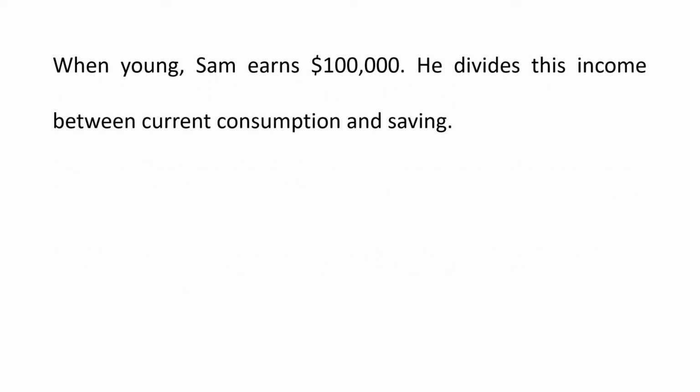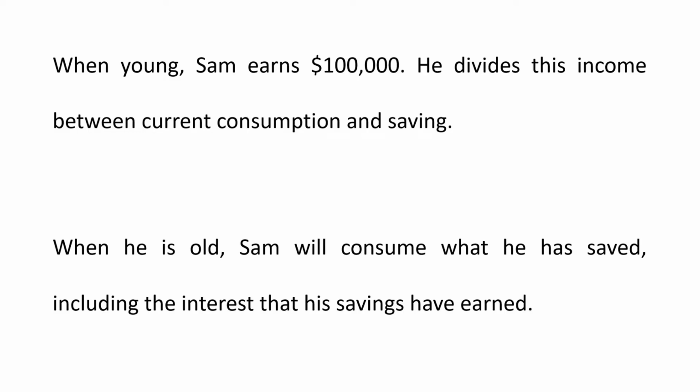When young, Sam earns $100,000. He divides this income between current consumption and savings. And when he is old, Sam will consume what he has saved, including the interest that his savings have earned. So basically, when Sam is young, at that time he works and earns $100,000. He divides this $100,000 between current consumption when he was young and savings.